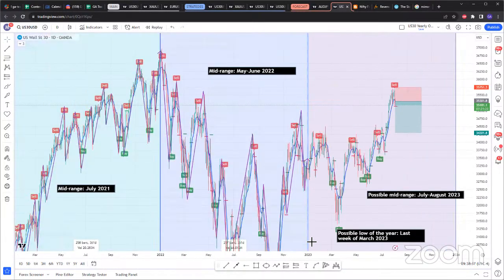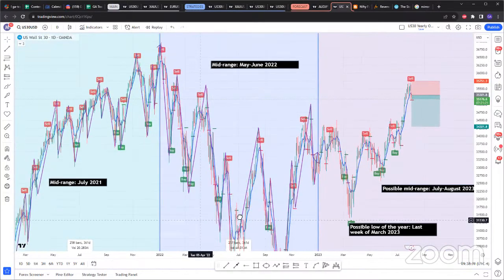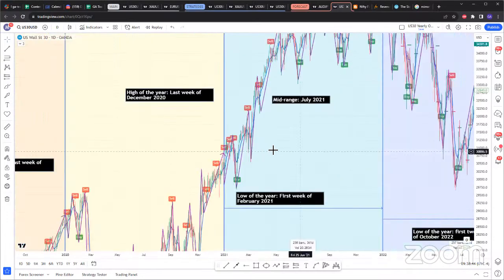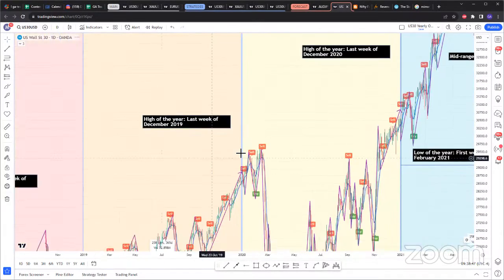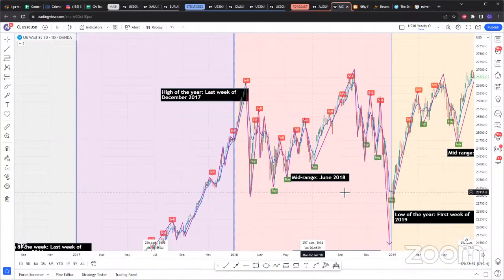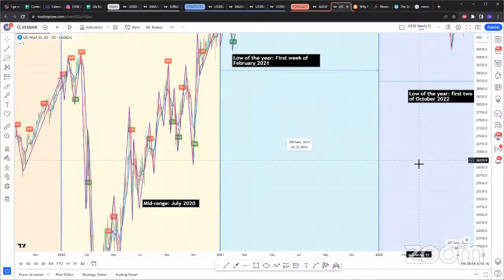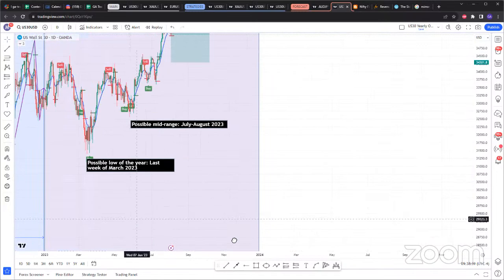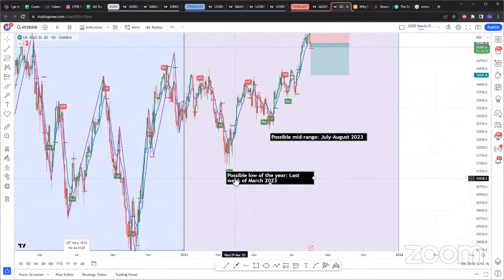This is because for the last 7 years, the months between May and August have had a reversal in the market. So for US 30, I backtested all the way to 2016. And the pattern is that you have a yearly high and yearly low. Based off of that, we're in 2023, and the possible low of the year is the last week of March 2023, because we haven't had price closing anywhere lower than that.